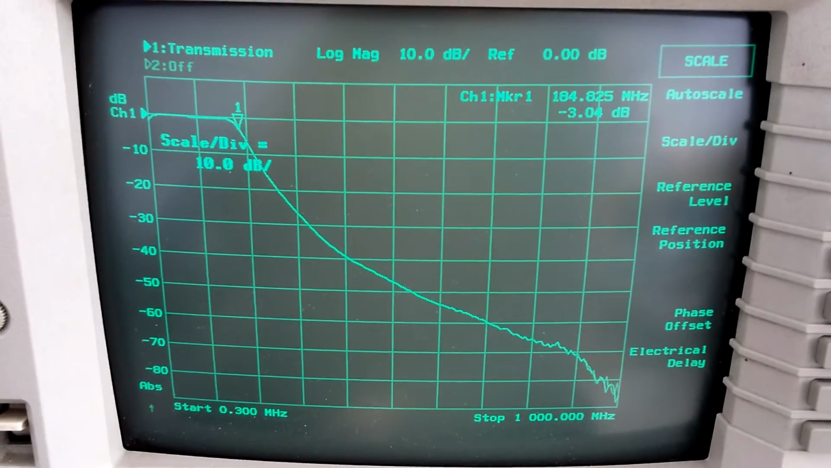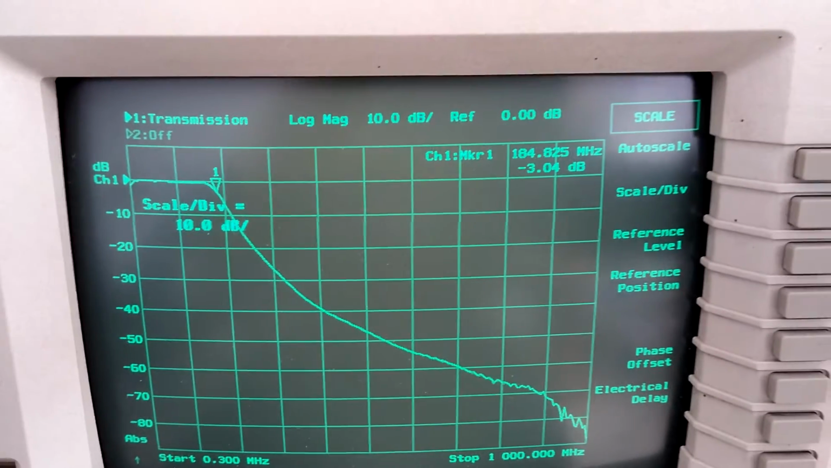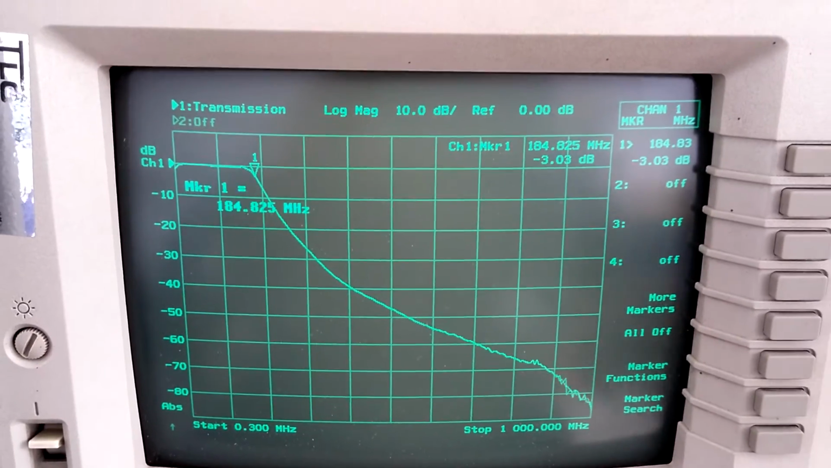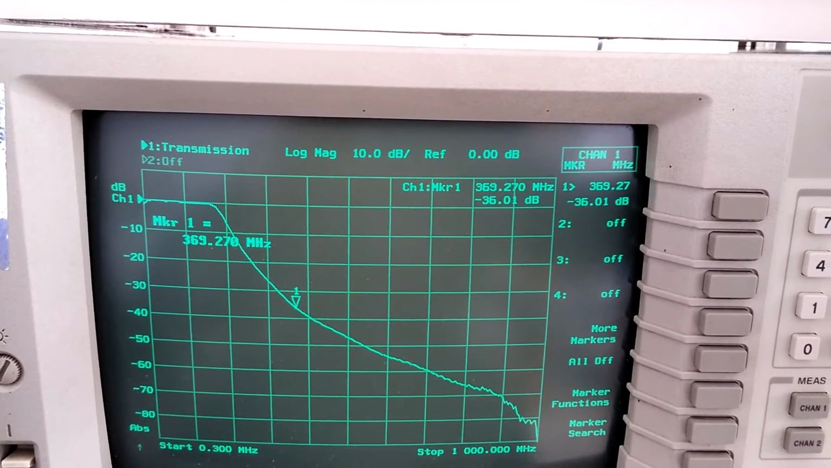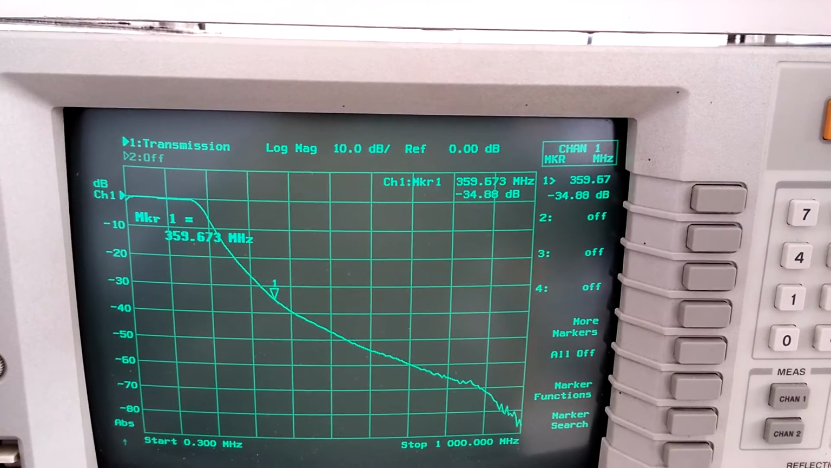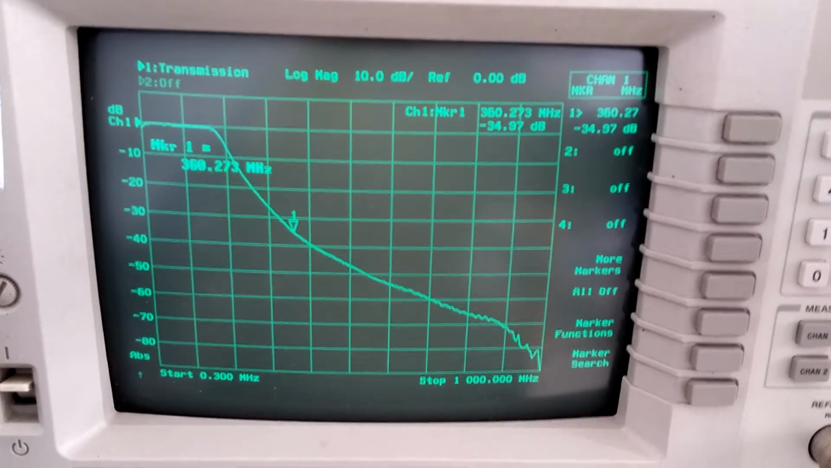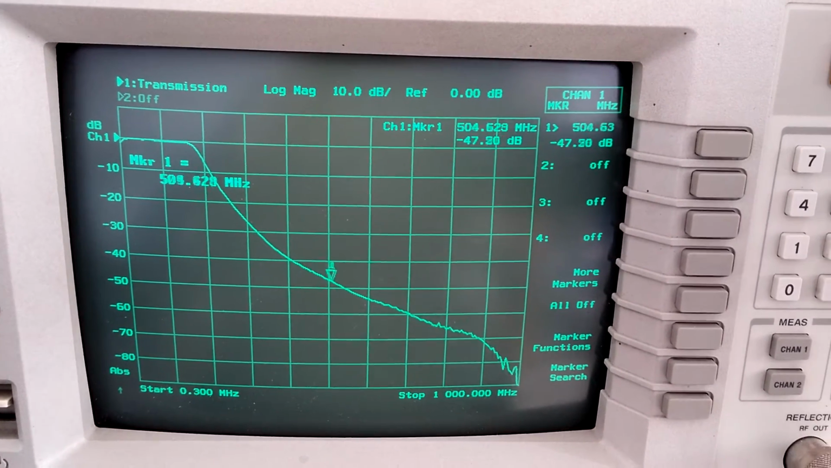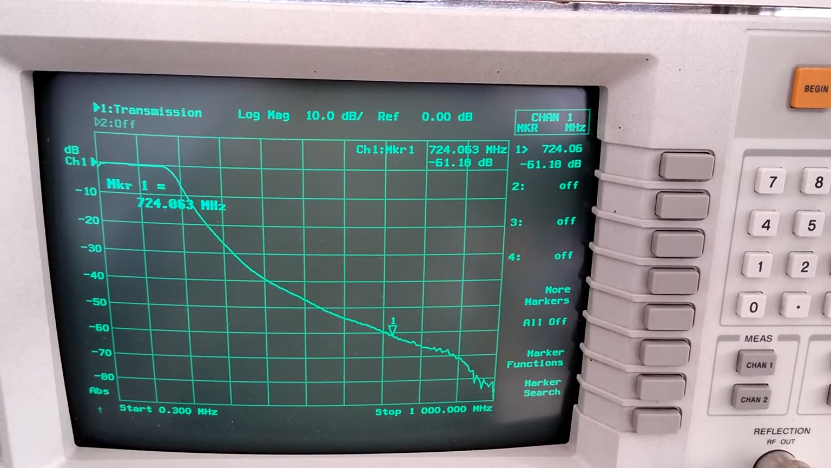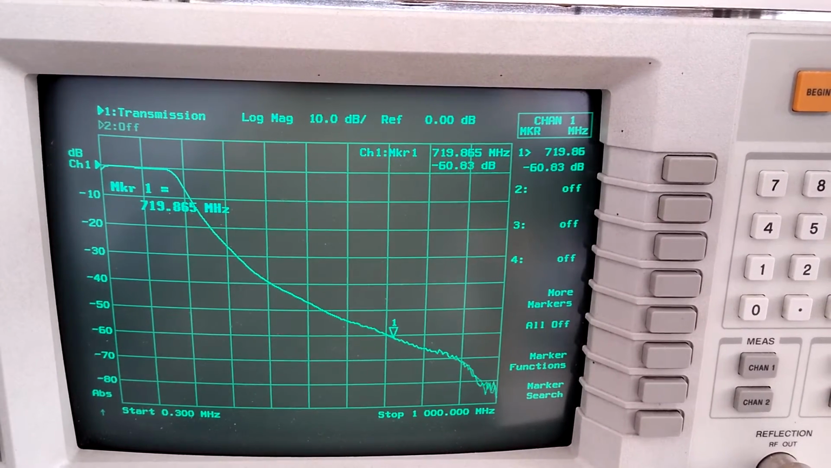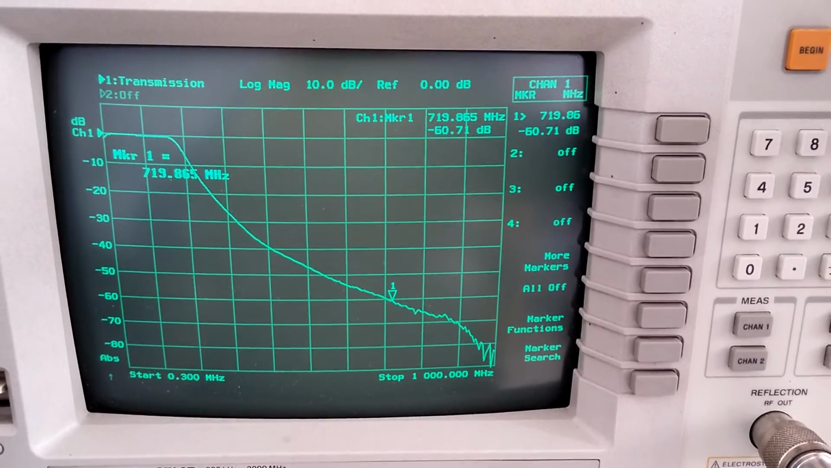This is the characteristic. So we can see the 3 dB on 184 megahertz. And at 360, it's minus almost 35, and let's say 720, is minus 61. So this is the S21.